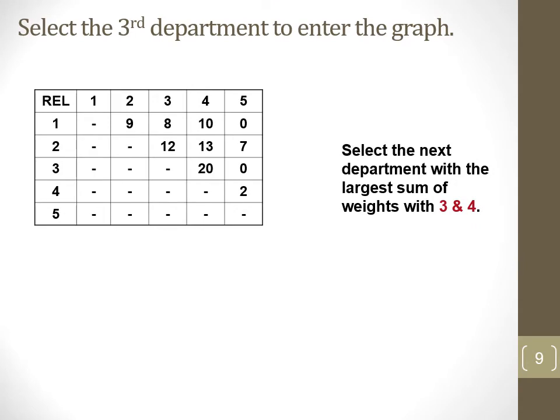Then the next step is to select the third department. Okay, so we already selected the first two departments, which are departments 3 and 4, which has the largest weight. Now we will include the third department. And while including this third department, we will look at the other departments. The remaining departments are 1, 2, and 5. So we will consider each one of them one by one. So for department 1, we will look at its weights with the already included departments 3 and 4. We will find their values, weights, and we will add. So for department 1, the total weight is 8 plus 10. So it will be 18. Okay. So we are not adding all weights.